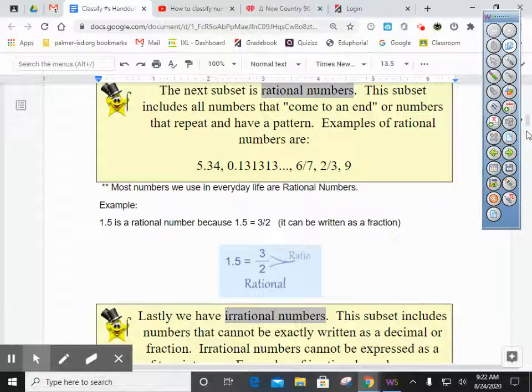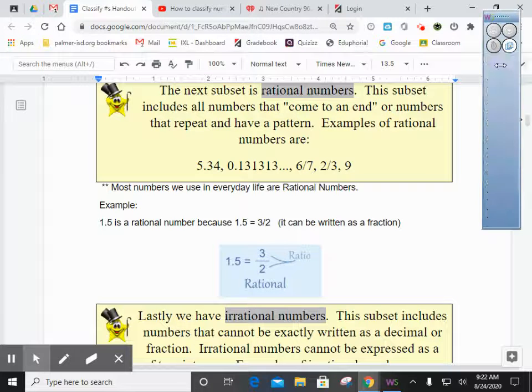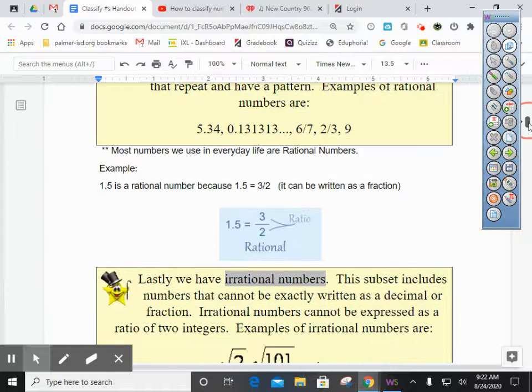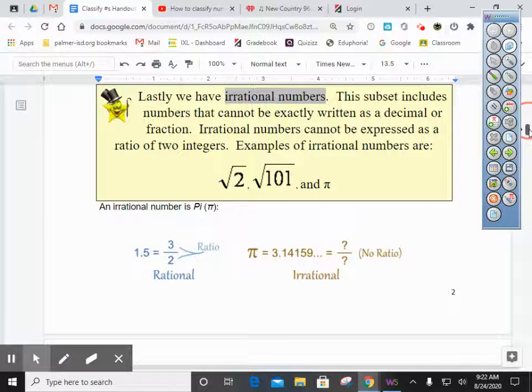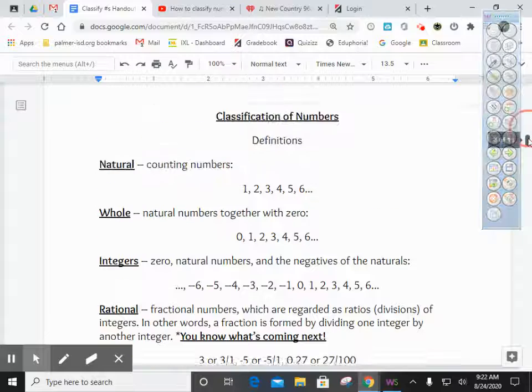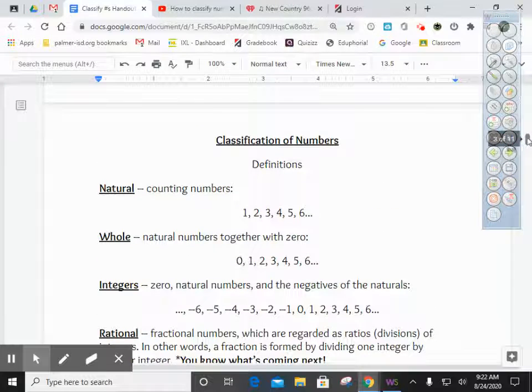Next page talks about rational numbers. Rational numbers means you know what's coming next, like right here. Do you know what's coming next right here? Yes. So it is rational. And then lastly, we have irrational. The one that we deal with is pi. And we don't even deal with irrational much. The only time you're going to deal with anything other than pi is this week.